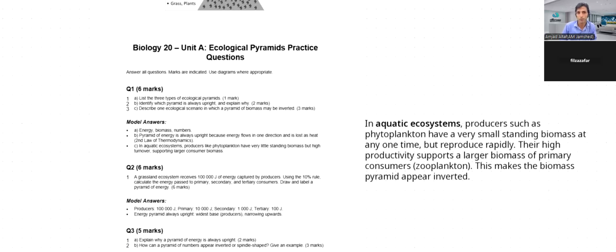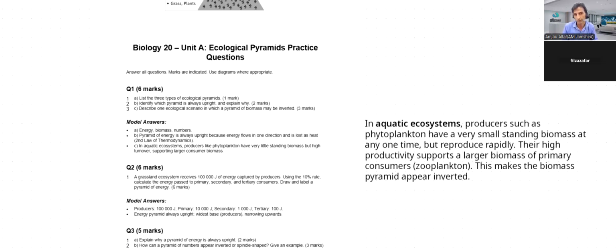Normally, a pyramid is always broad in the base and narrows upward. But sometimes it is inverted. I can't show you while sitting, but yes, it is possible. It is broad from the top and narrow at the base. That's the inverted pyramid.